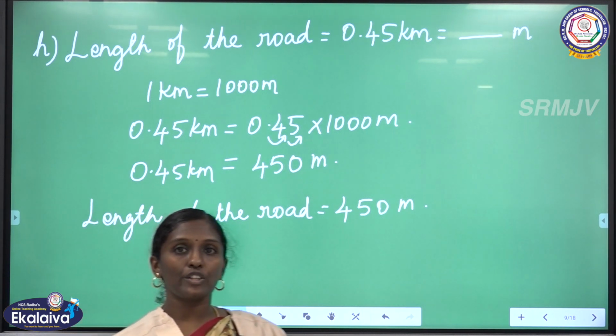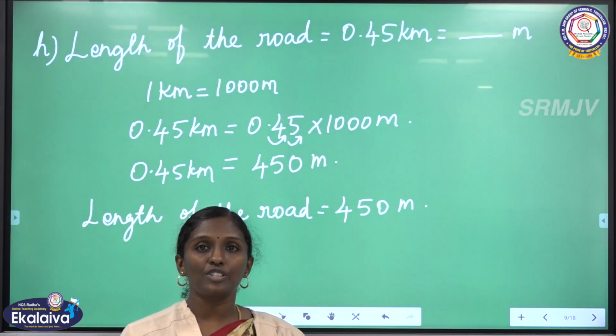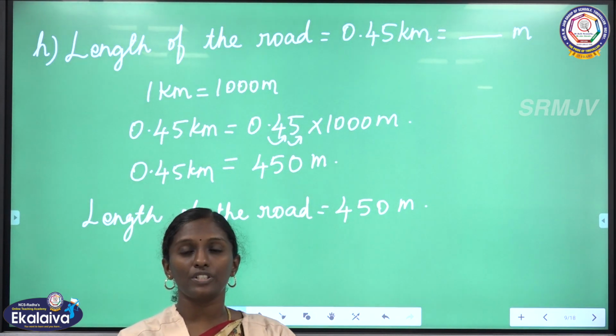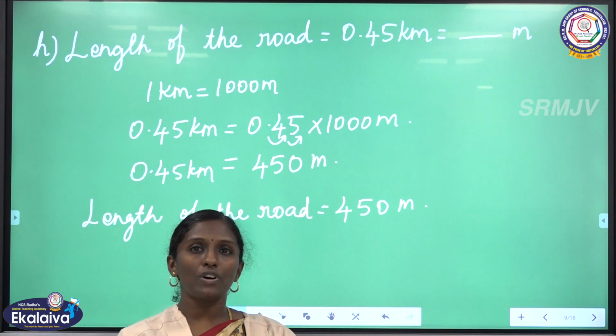To convert the greater unit to smaller unit, we are using multiplication. To convert the smaller unit to greater unit, we are using division. Is it clear? Hope you all understand.